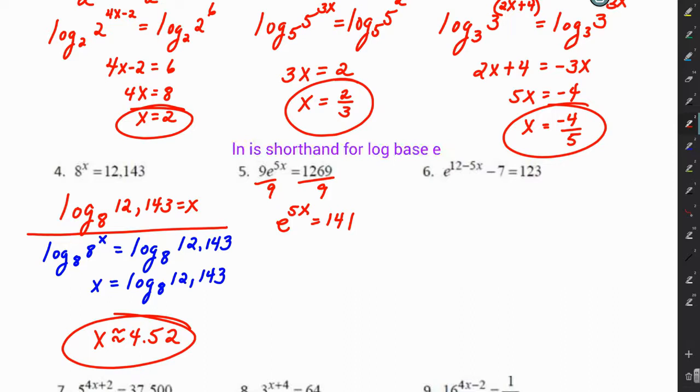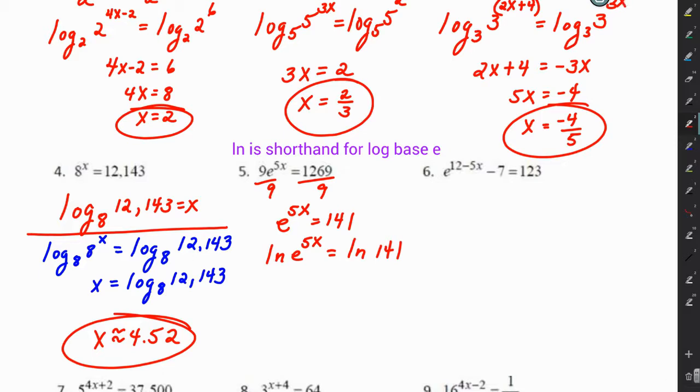Now, remember, log base e of e is just 1. Log base e can be written as ln. It's shorthand: ln is log base e. So I'm going to take the ln, the log base e, of both sides. A little less writing, I like that.